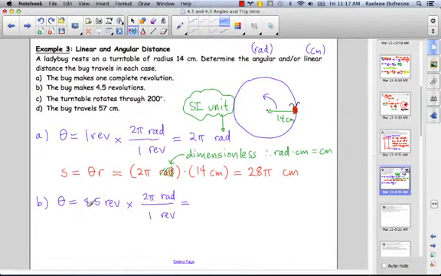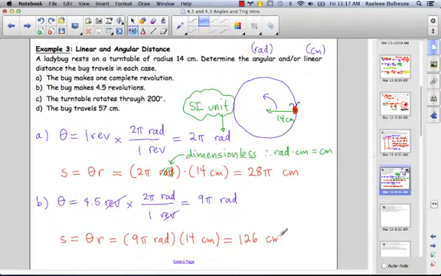And 4.5 is 9 over 2. Multiplied by 2 pi gives us 9 pi, and the units we keep are radians. Now we can use the formula for arc length, which says S, arc length, in centimeters or meters, the linear distance, is equal to theta times r. Theta is 9 pi radians. The radius is still 14 centimeters. And we have 9 times 14 is 126, so 126 pi centimeters. Again, radians times centimeters is centimeters.